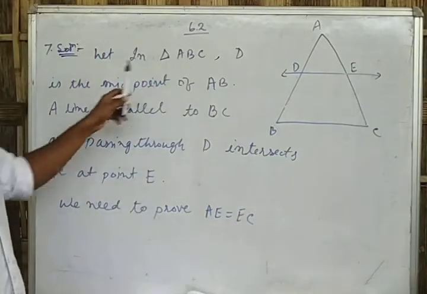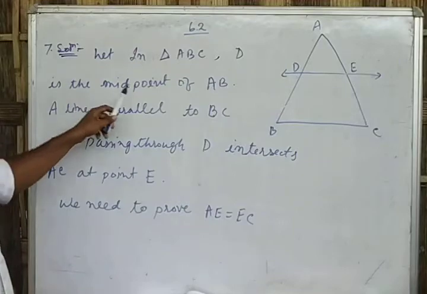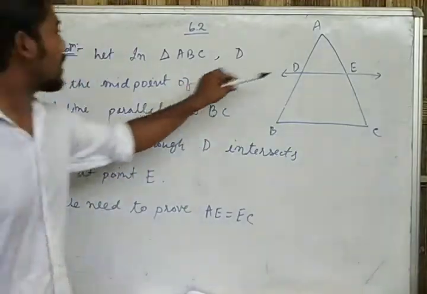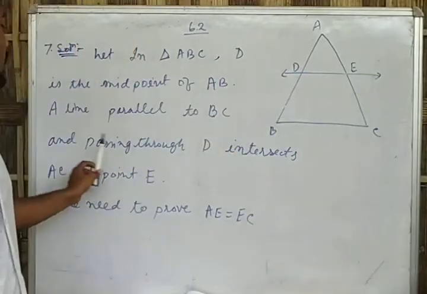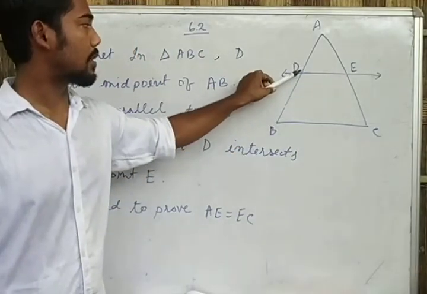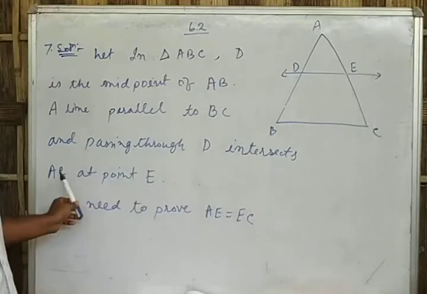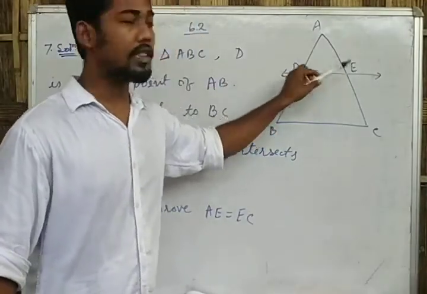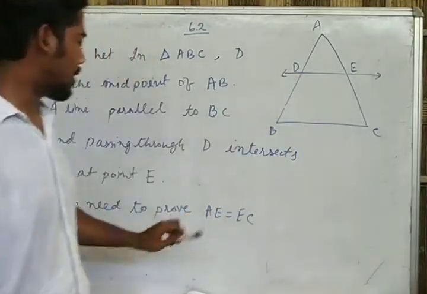Let in triangle ABC, D be the midpoint of AB. A line parallel to BC and passing through D intersects AC at point E. So we need to prove that E is the midpoint of AC, that is, AE equals EC.